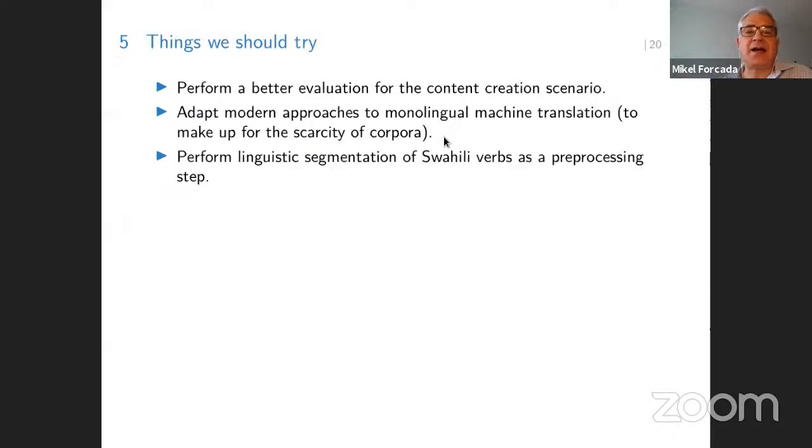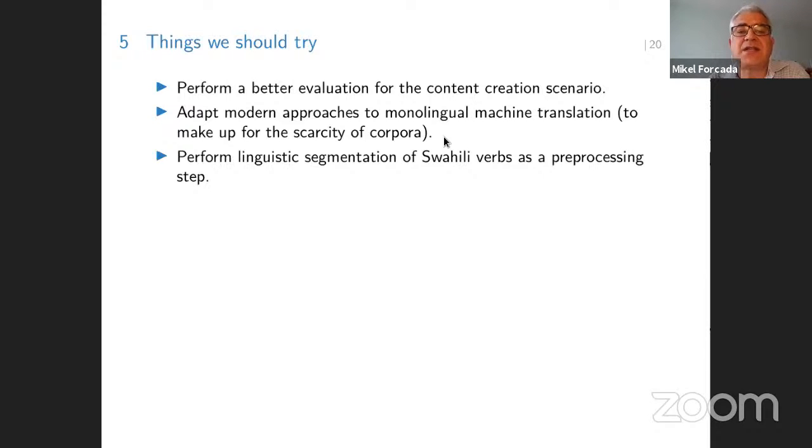Things we should try. We should perform a better evaluation for the content creation scenario. So we're thinking of ways of doing this. Then we should adapt modern approaches to monolingual machine translation to make up for the scarcity of corpora. In particular, semi-supervised methods should be explored further.